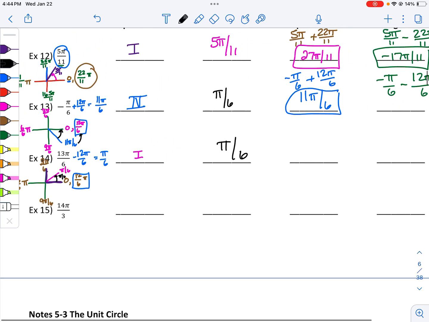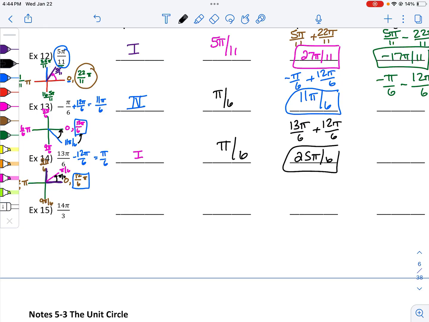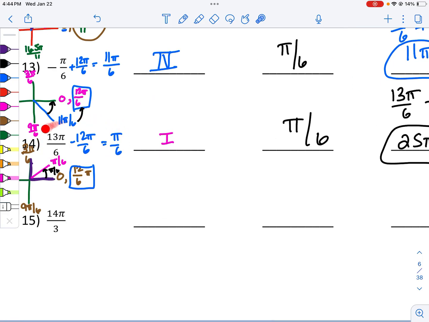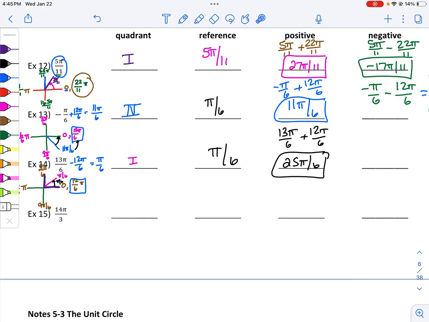All right, so to find a positive coterminal angle, we can take 13 pi over 6 and add 2 pi, which is 12 pi over 6, which gives me 25 pi over 6 as a possible coterminal angle. Now, realistically, we also found a positive angle when we subtracted 12 pi over 6. So that could also go in the same spot as the 25.